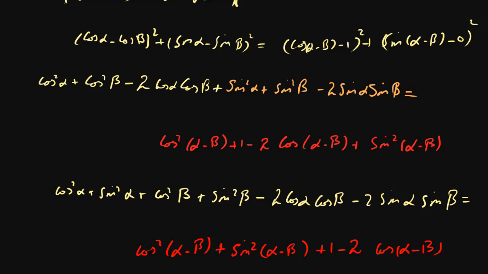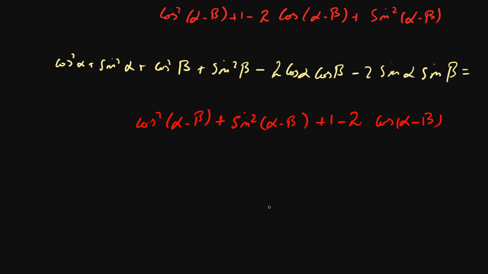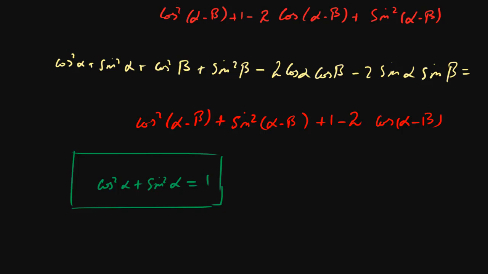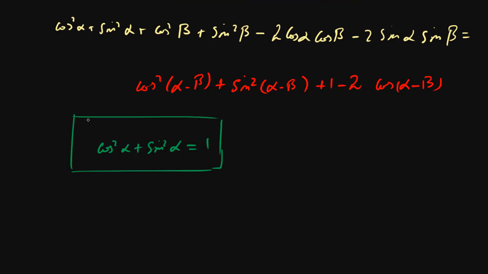Now next, what do we know? We know that cos square of alpha plus sine square of alpha is equal to 1, and therefore we apply that formula here. So cos square alpha plus sine square alpha is equal to 1, and this will also change to 1. You can write sine square of alpha plus cos square of alpha, no matter.